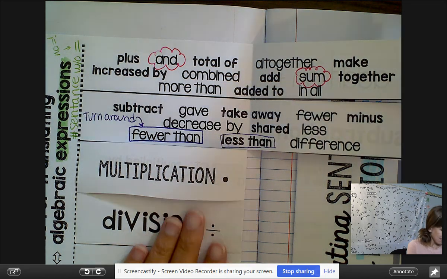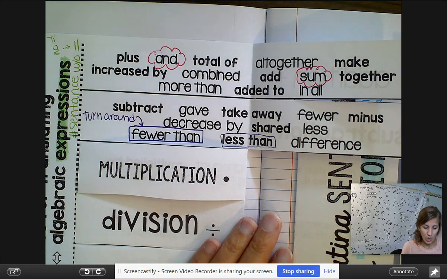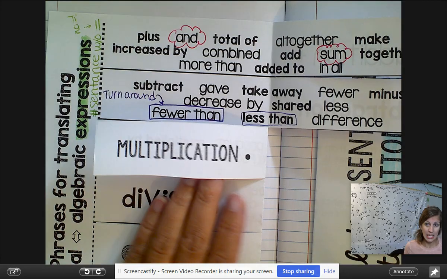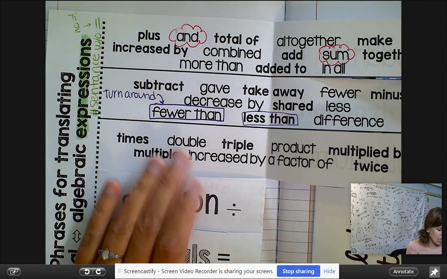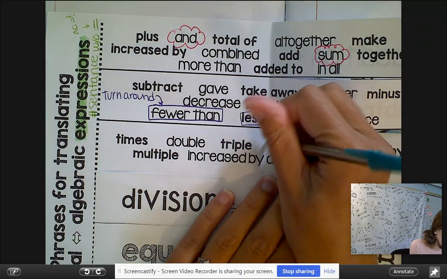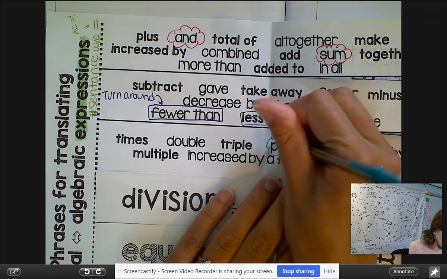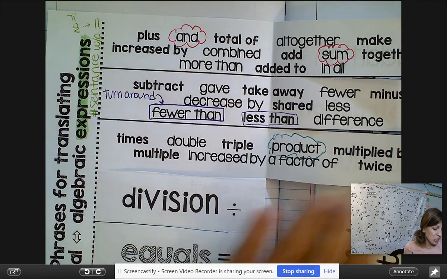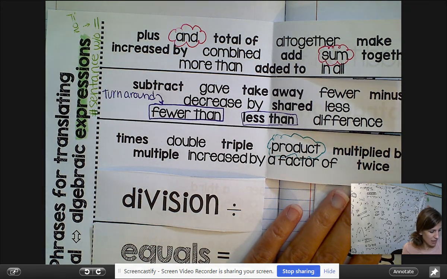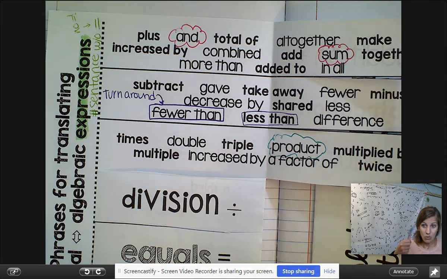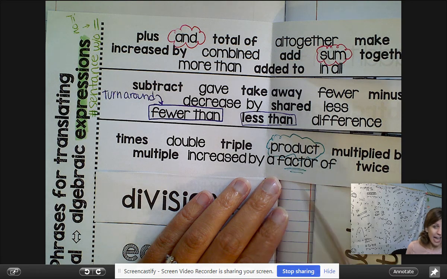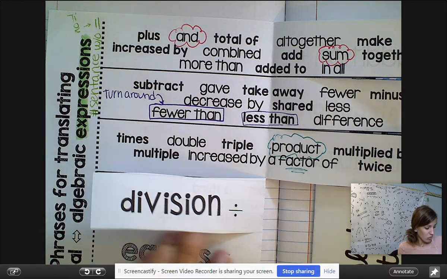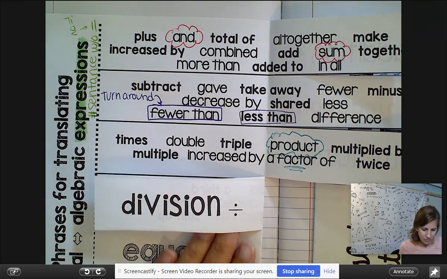Another type of word that we're going to be looking for a lot is multiplication. Multiplication type words. Now, times I feel like is really obvious, double, triple, but product is one that we forget a lot. Product is a really good multiply word. Twice is like 2 times. Triple is like 3 times. But I feel like the rest of them are all kind of obvious. Increased by a factor of, that factor, that's a really good multiply word.